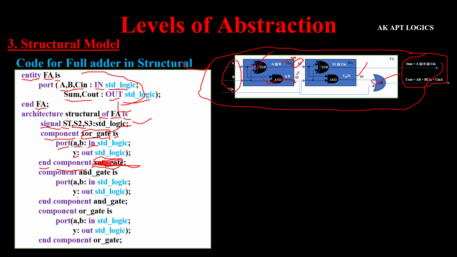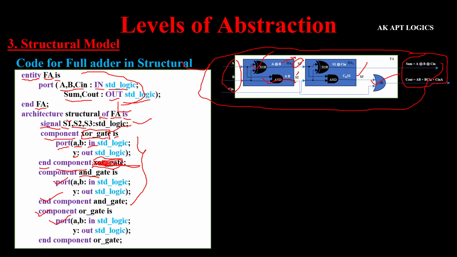Next we are calling the second, AND gate. We are instantiating. This is called component instantiation. Component AND gate, similarly we mention the port, A comma B, and we have ended the component. Again there is another component left, which is the OR gate. Component OR gate is port A comma B in STD logic, Y out STD logic and end component OR gate. All these three are the component instantiation.